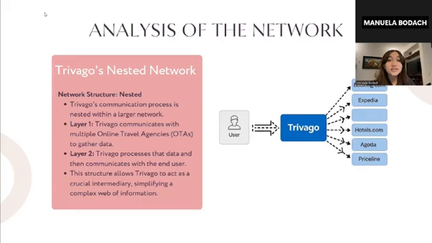The second nested layer of communication is between Trivago and the user. The data gathered from the OTAs is processed and then communicated to us, the end users, in a clean, digestible format. This nested structure is crucial for its function. It allows Trivago to be a single, reliable point of contact for users, while simultaneously managing a complex, multi-layered digital network in the background.